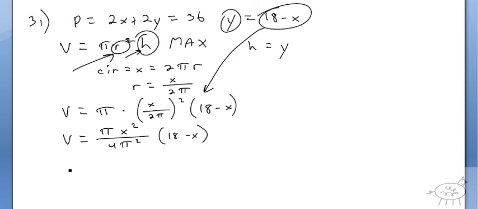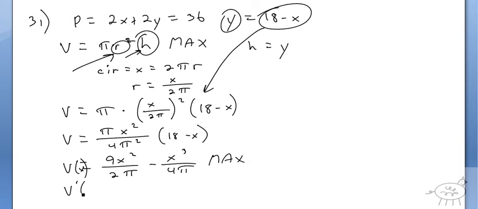And if I distribute, I get v is equal to 9x squared over 2 pi minus x cubed over 4 pi. Just make sure you simplify correctly. And that's really my volume equation in terms of x, so I'm going to call it v of x. And I want to maximize this, so I take the derivative.